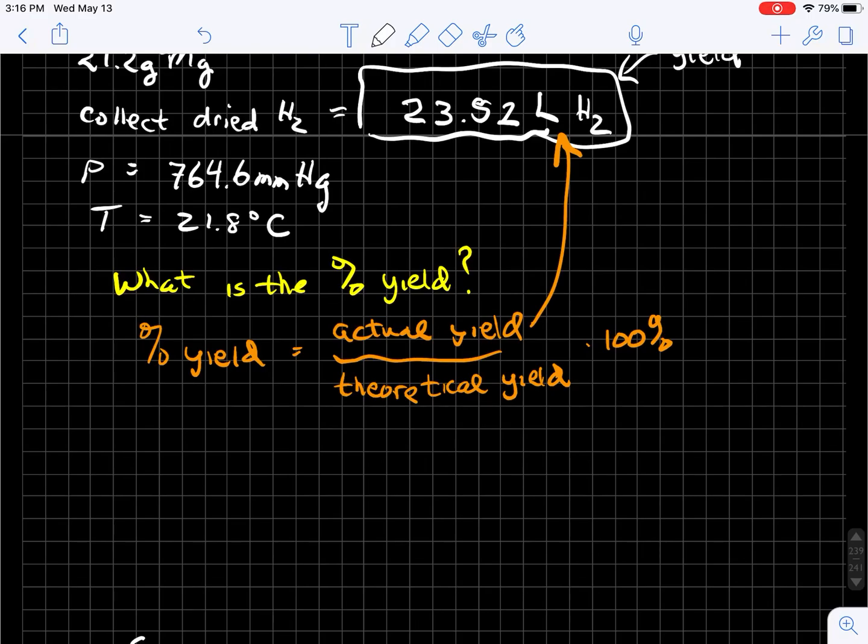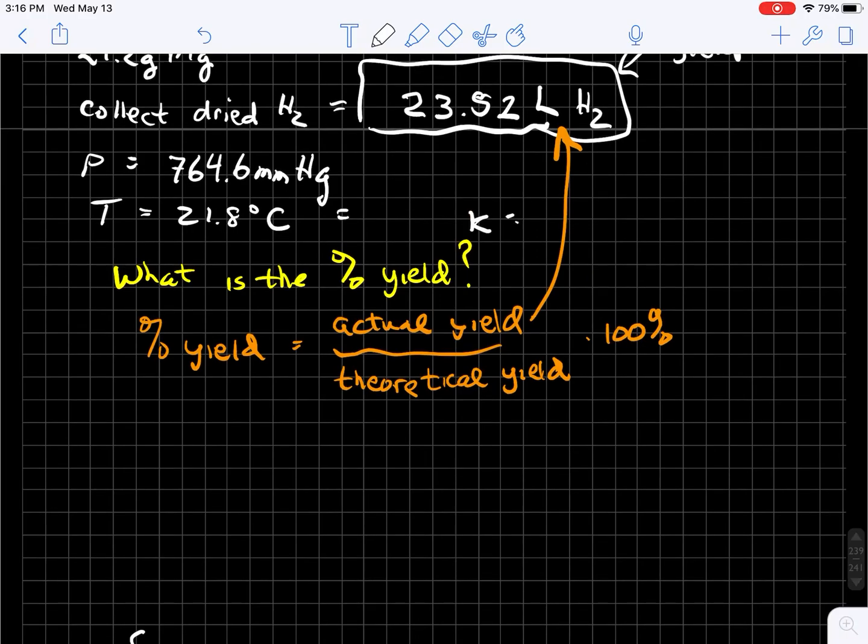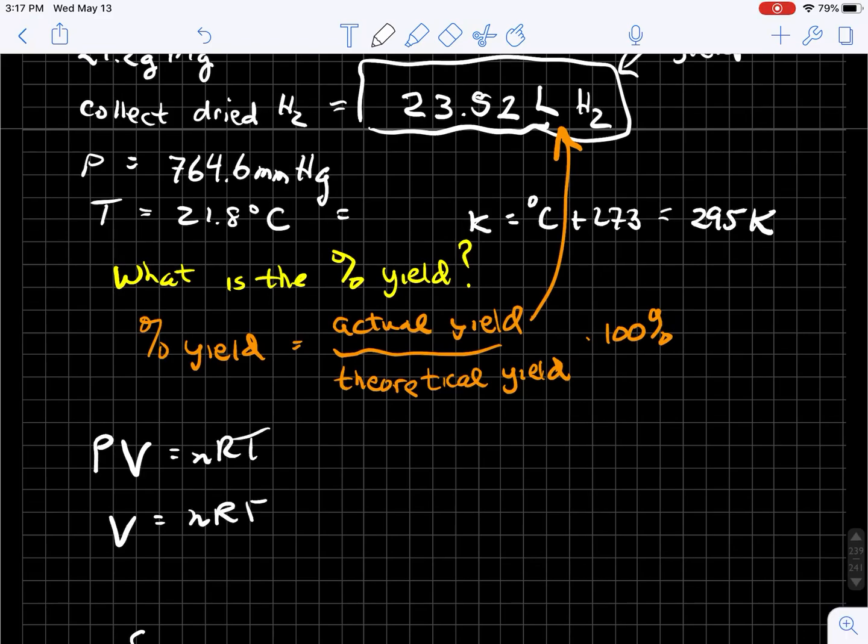I know the volume of the hydrogen. I know the pressure. I know the temperature, but let's convert this temperature to Kelvin. So if we're going to get Kelvin temperature, we're going to have to do Kelvin equals degrees C plus 273. And that's going to give me 295 Kelvin. All right, so if I want to get the theoretical yield, I have to figure out the volume that would have been produced. So PV equals nRT. The volume that should have been produced under perfect conditions would have been nRT over P.